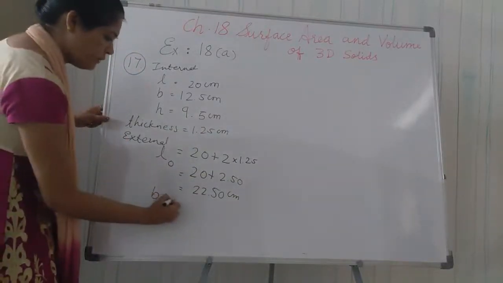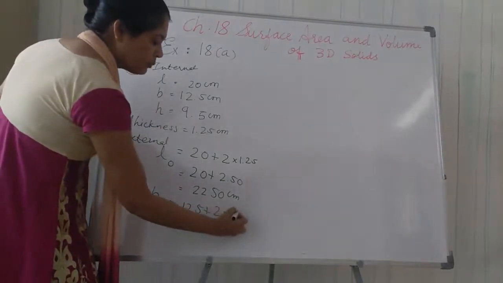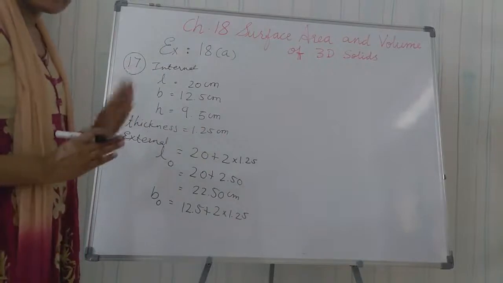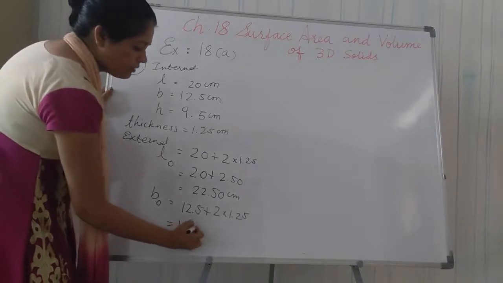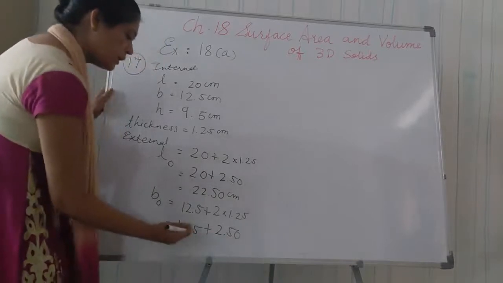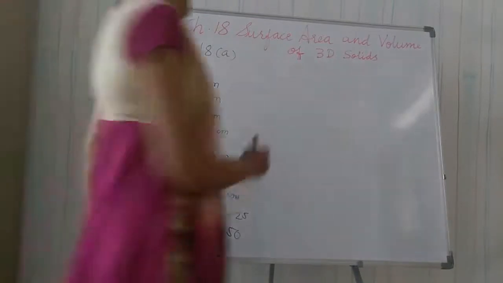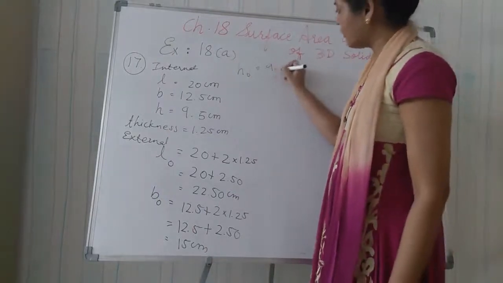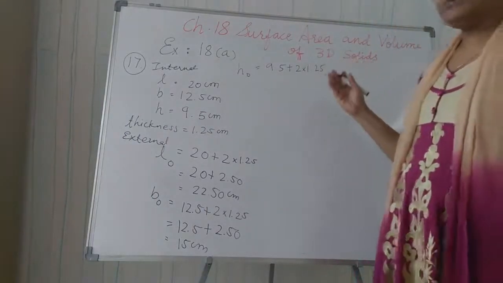Similarly, the outer breadth will be 12.5 plus 2 multiply 1.25. As in length, 2 times the thickness will be added, so 2.50 will be added and it becomes 15 centimeters. Now remains the height. The outer height: inner is given 9.5, plus 2 multiply 1.25. Similarly in height also it will be on both sides.